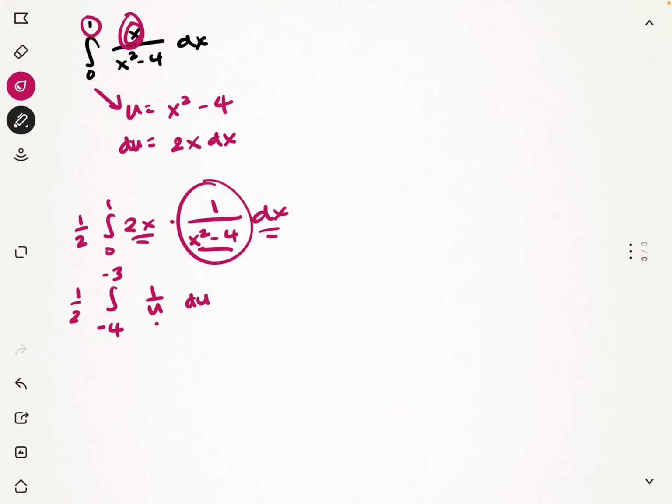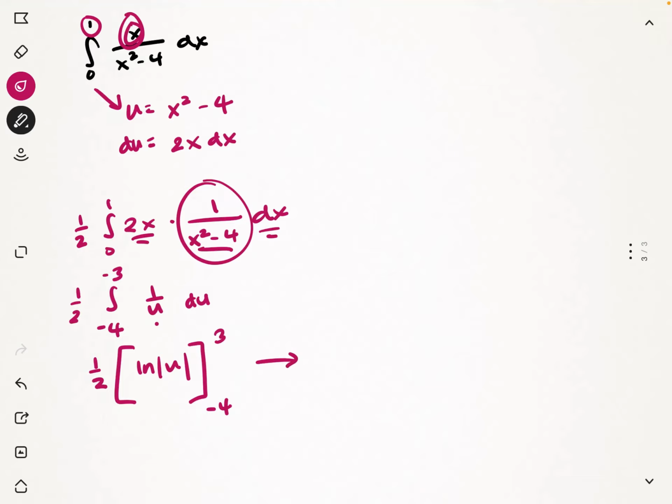Alright, so the antiderivative of 1 over u is ln. You can find that on your cheat sheet at some point, I believe. 1 over u. Yeah, it's on the third column, second from the top. Okay, so this is going to be 1/2 ln absolute value u from negative 4 to negative 3.